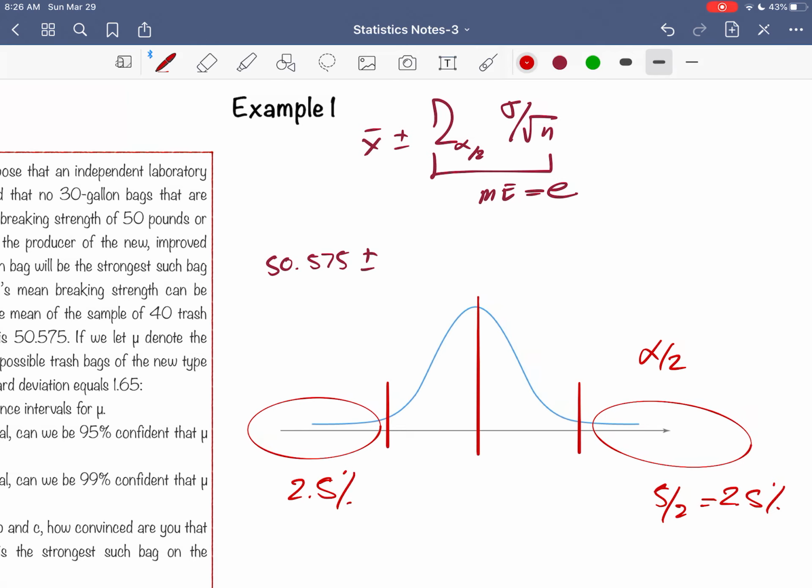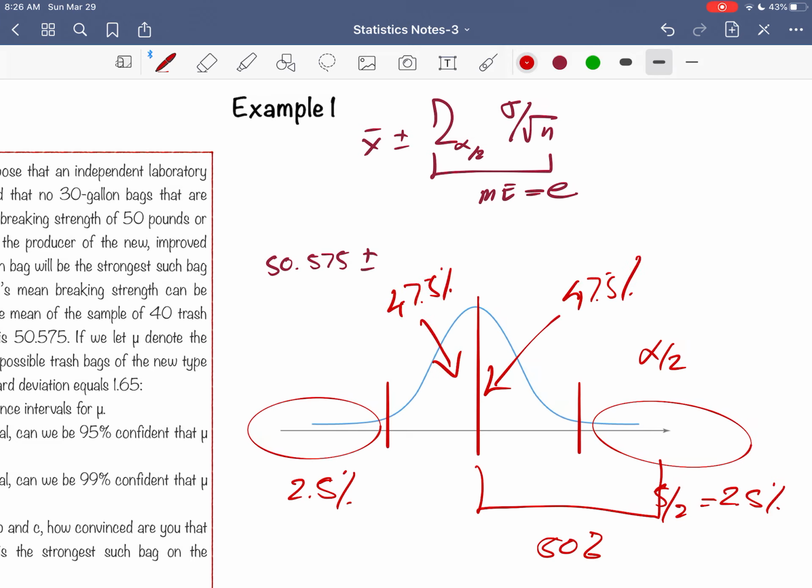And because that's 2.5% in that tail, the entire region, you know, is 50%, which leaves us with 47.5% here, and it's symmetrical, so it's the same thing on this side. So when I look up values in the Z table, I'm going to look up 47.5%.